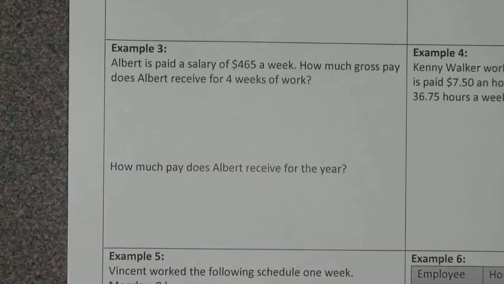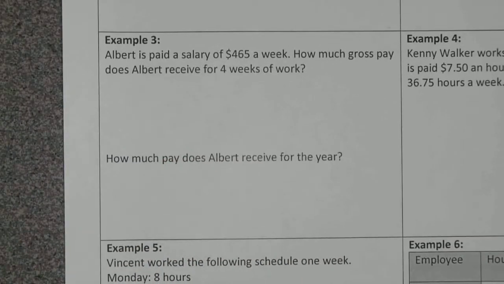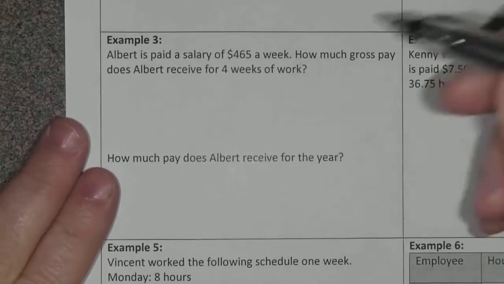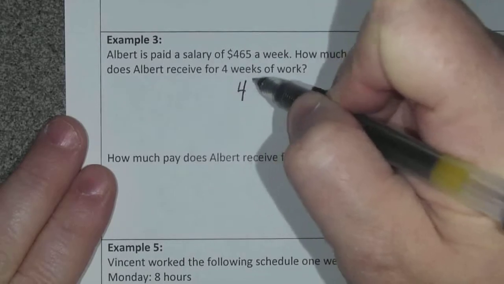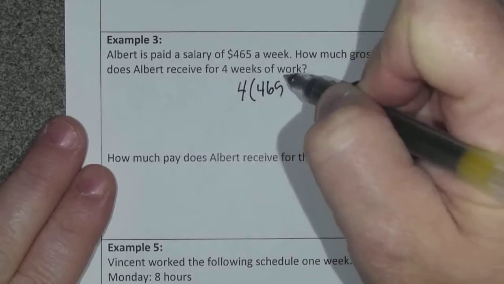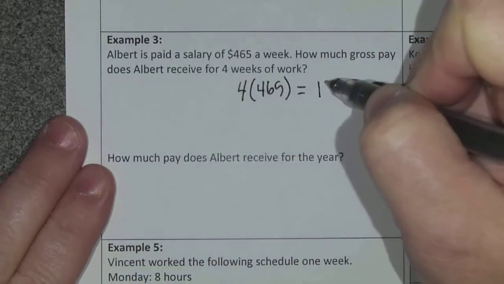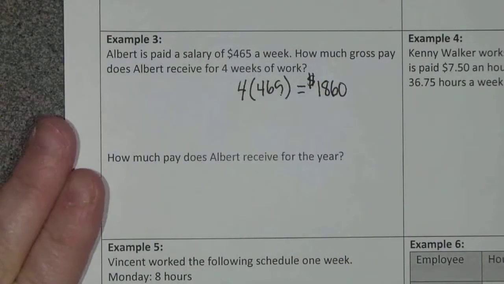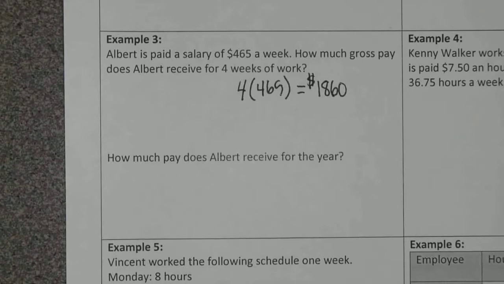All right, next example, example 3. Albert is paid a salary of $465 a week. How much gross pay does Albert receive for 4 weeks of work? So what are we going to do there? You did 4 times 465, and you got 1860. So $1,860 for 4 weeks worth of work.